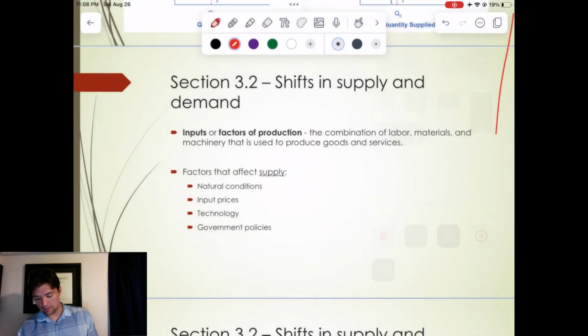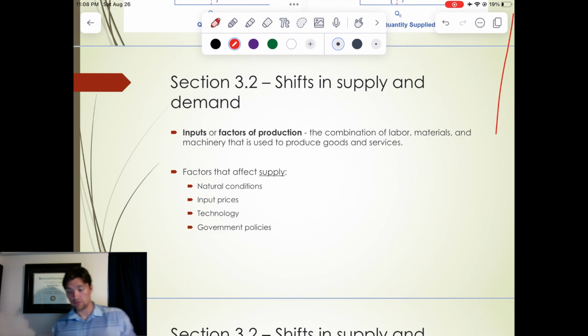Let's talk about the shifts in the supply. So section 3.2, shifts in supply. These are the various things that are going to be changing your supply of different products. So let's talk a little bit about that.